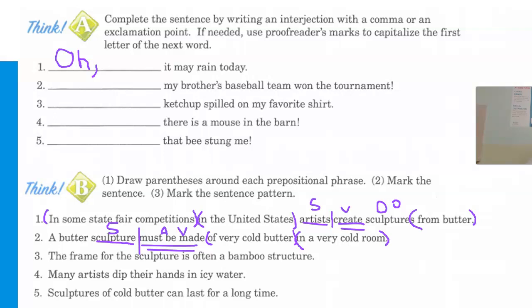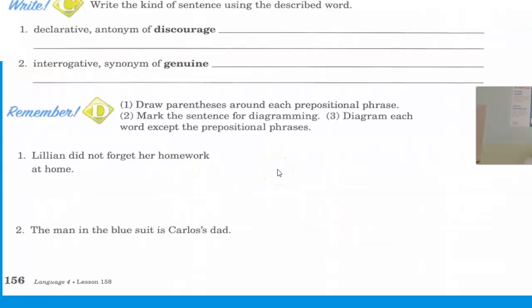Dip hands, direct object. Sculptures of cold butter can last for a long time. Of cold butter, for a long time. Okay, so now we have sculptures can last as the action verb. So when you took out the prepositional phrases, it was easy to find the subject and verb. I'm going to have you go back and do Write C at the end of class. Let's go ahead and go to D.